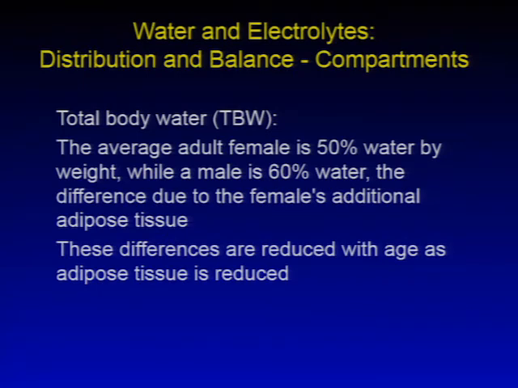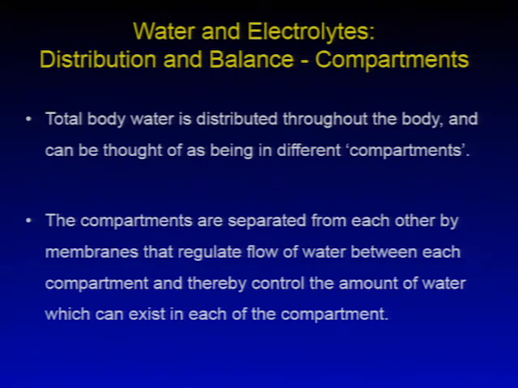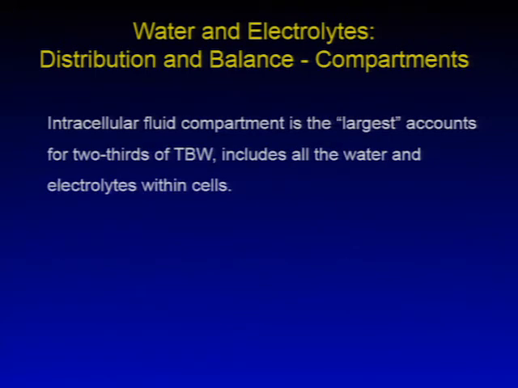Total body water. The average adult female is 50% water by weight, while a male is 60% water. The difference is due to females' additional adiposity. These differences are reduced with age as adipose tissue is reduced. The total body water is distributed throughout the body and can be thought of as being different compartments. The compartments are separated from each other by membranes that regulate the flow of water between each compartment and thereby control the amount of water which can exist in each compartment.